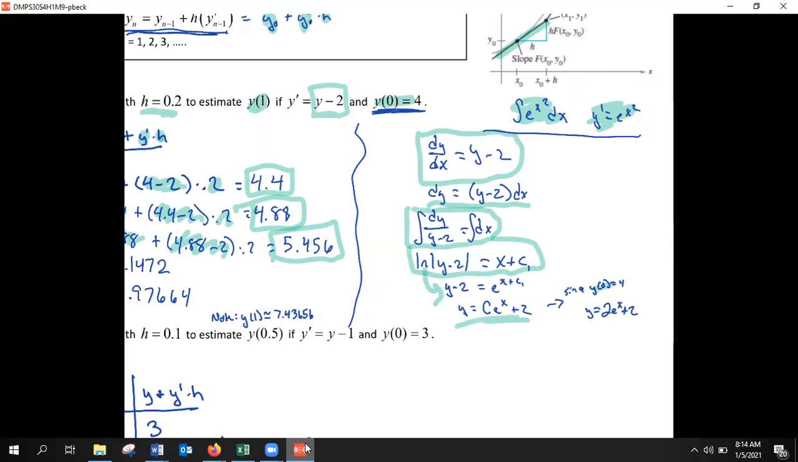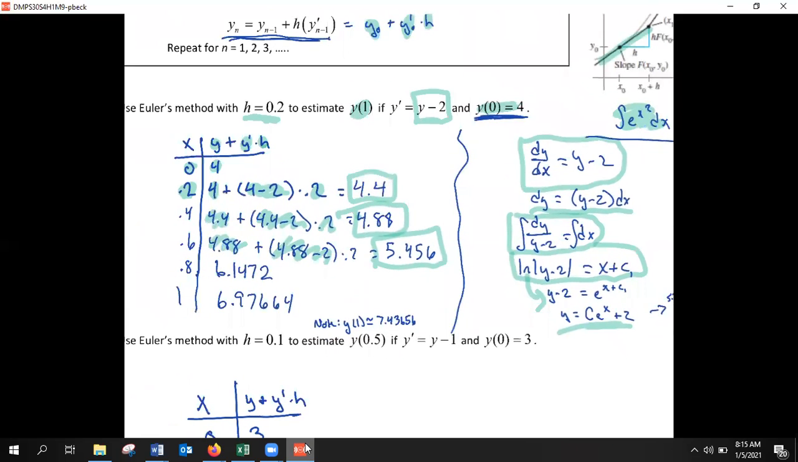And then I could use my initial condition. This is kind of a preview for what we're going to be doing next time. Use my initial condition to say the actual function that's going to be modeled here is 2e^x + 2. And if you notice, that is the actual y value. This is the approximation if I continue with Euler's method.